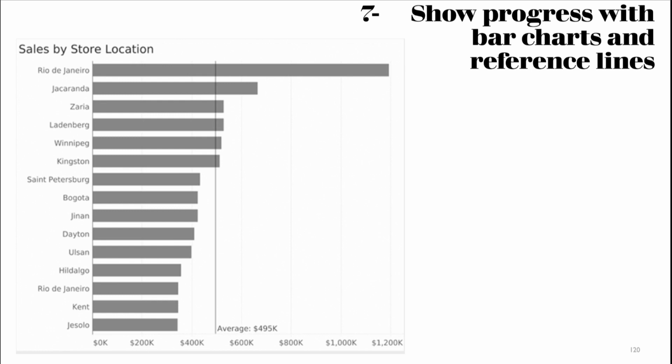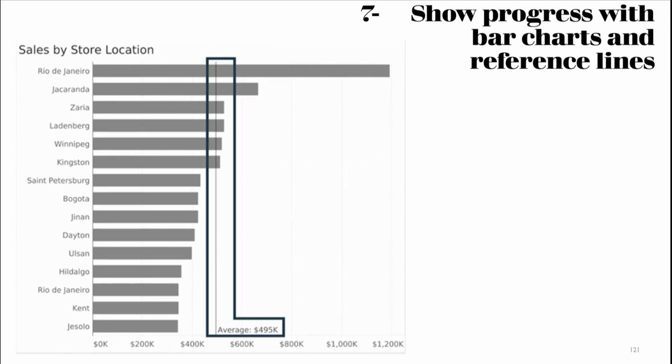Sometimes if you are trying to make your comparison, let's say sales by store location, and you know the average, you now know by store location who is doing well and who is doing badly. For example, the first one, Rio de Janeiro, is popping up so high. It's doing more than double the average of any other store, and now quickly you can see and compare who is doing well, who is doing worse. That's a really good way of getting information quickly. The average line, reference line, correct?